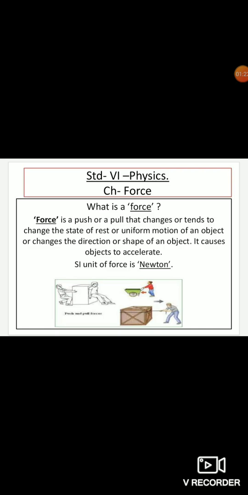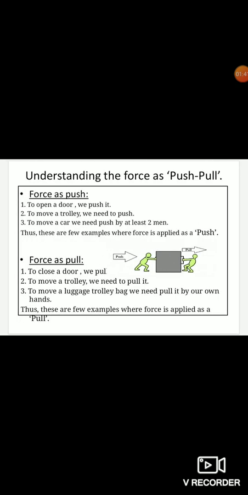See children, in this image you can see that two boys are dealing with a box. One boy is pushing it from the back side and one boy is pulling it. So here you can see that pushing and pulling are also two kinds of forces. Let's come to the next point, understanding force as pull or push.